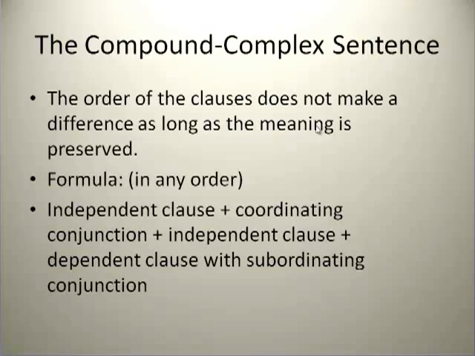So it can be viewed as something like a formula, similar to this: an independent clause plus a coordinating conjunction plus an independent clause plus a dependent clause with a subordinating conjunction. But of course this can appear in any sort of order. This gives us a compound complex sentence.